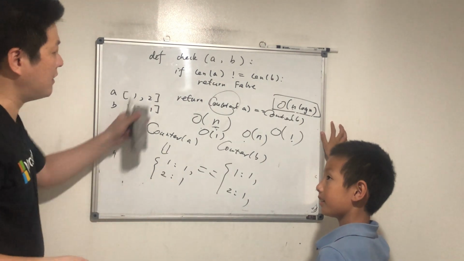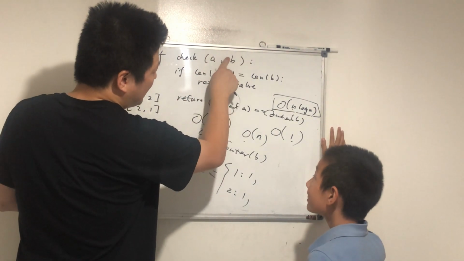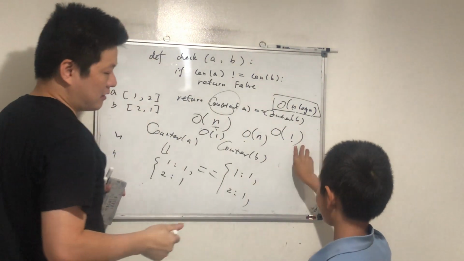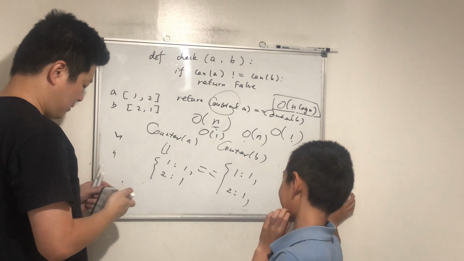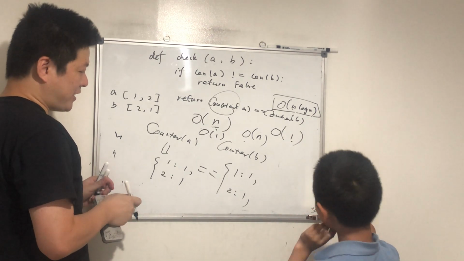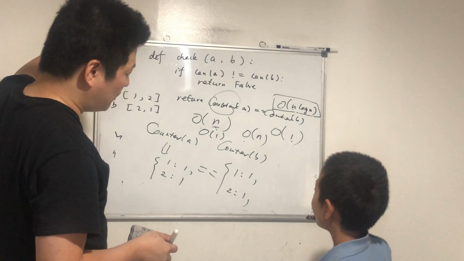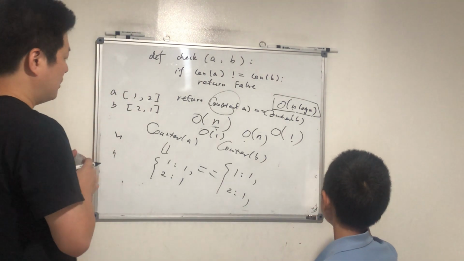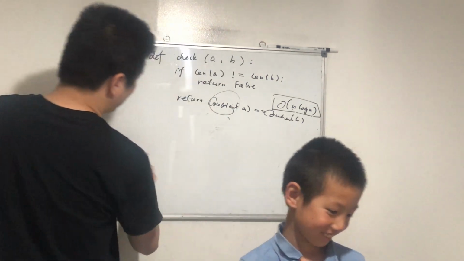O(1) means that no matter how big this array is. I mean, what's the difference? You can explain. What's the difference between O(1) and O(n)? I don't know how to explain. So what's your question? Come on.